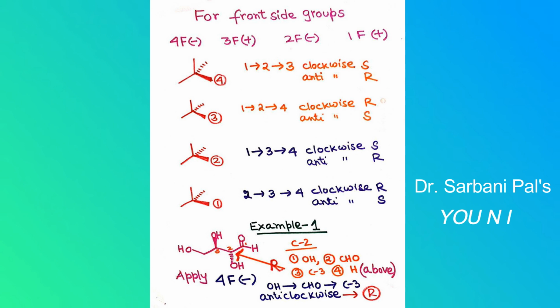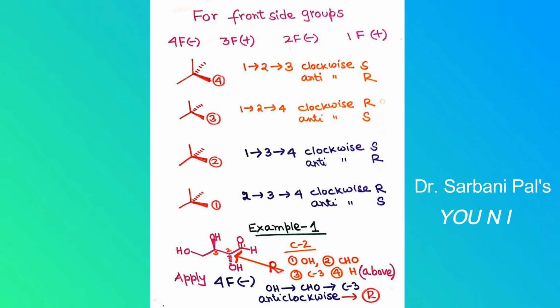F stands for front. Plus means if the groups are oriented clockwise, then R; if the groups are oriented anti-clockwise, then S. And minus means if the groups are oriented clockwise, then the absolute configuration will be S; if the groups are oriented anti-clockwise, then it will be considered R.